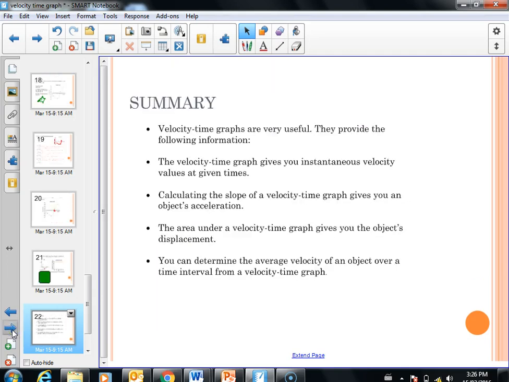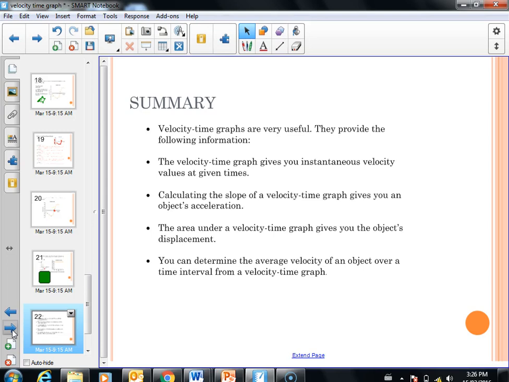In summary, I'm sure you're very happy to know I'm finished talking to you. The velocity time graphs are very useful. They can give you all kinds of things, like I said right at the beginning, and I didn't lie. So a velocity time graph can give you instantaneous velocity. You could just look at it at one specific point and say that's how fast you're going. You can calculate the slope to figure out acceleration. Is it positive? Is it negative? Is it zero? We just did that with the bird.